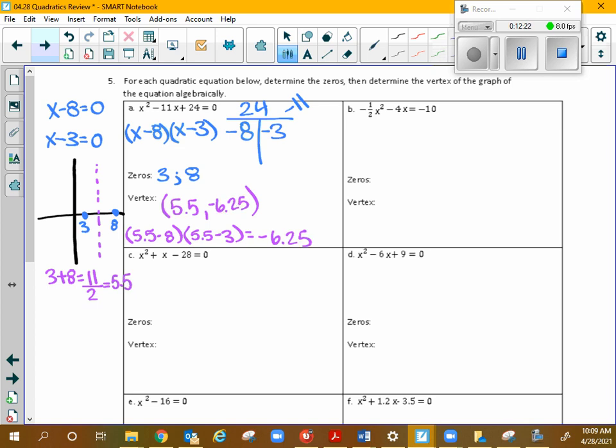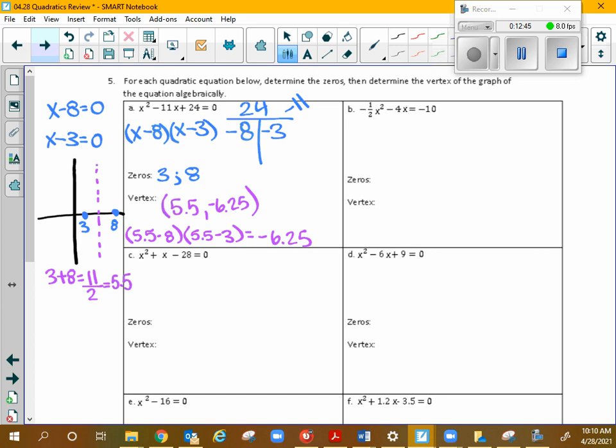Question, if I plugged that equation into my calculator and pulled up a table, would it give me my vertex? 5.5. Yeah. No. Because you have decimals. Your table's only going to pull up whole value x's, okay? I will show you how to find it on your calculator.